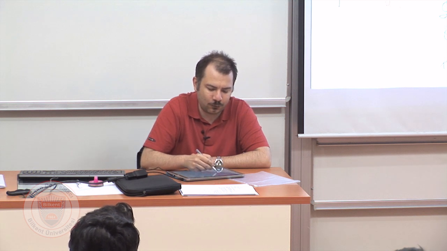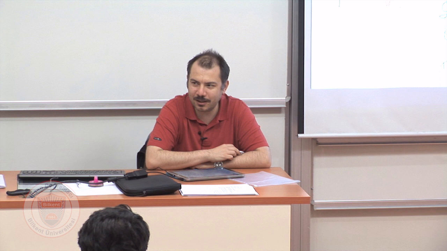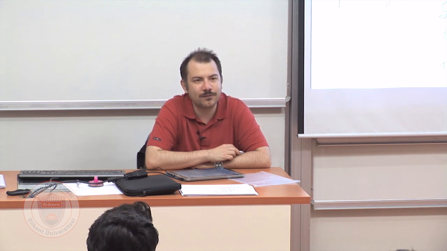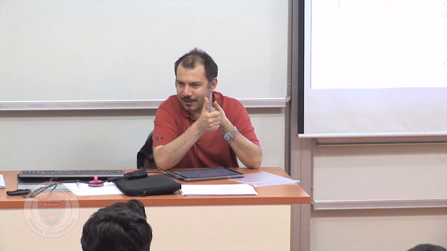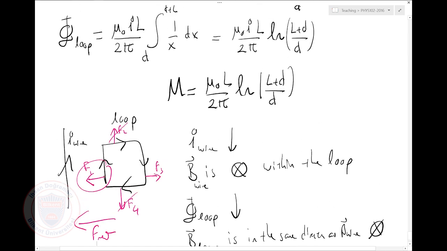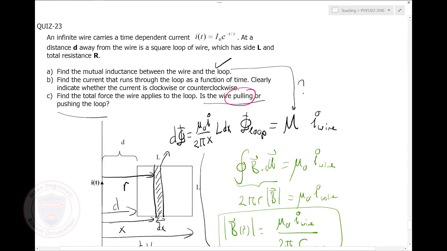But F2 and F4 are going to cancel each other. Why? Because the magnetic fields they see are completely the same. But which one is larger, F1 or F3? F1. Why? Because it's much closer to the wire, right? So F1 will win out. So the net force would be pulling the loop toward the wire. So that's good.